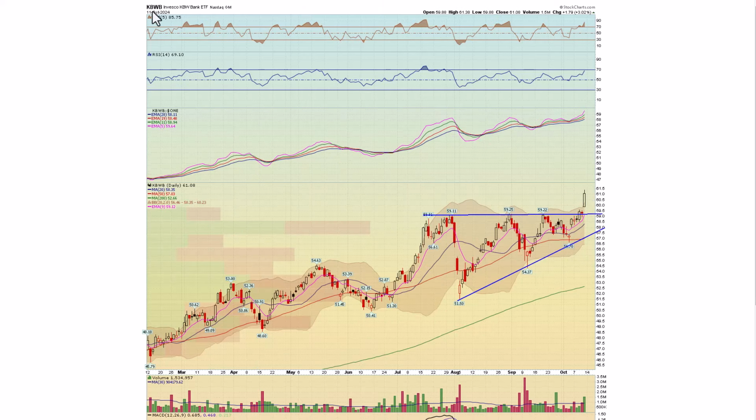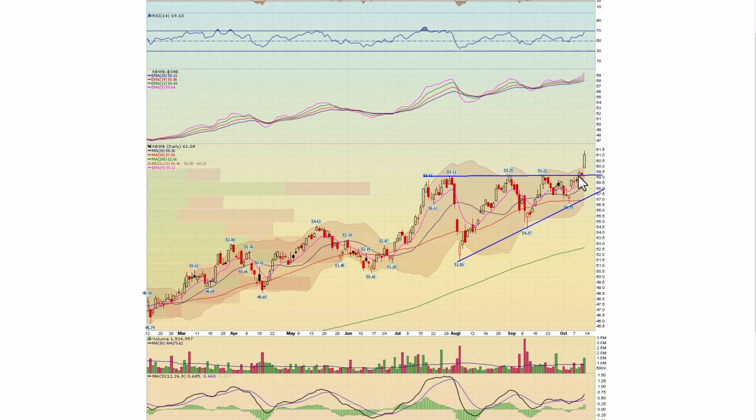And chart 49, KBWB, another bank ETF, ascending triangle pattern, textbook. Broke out beautifully on Friday. It triggered on Wednesday, though.